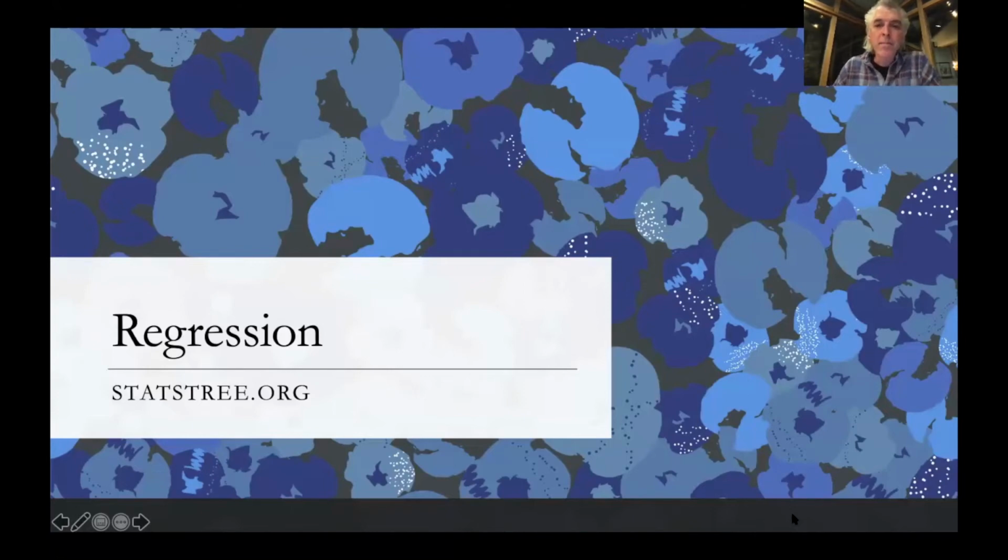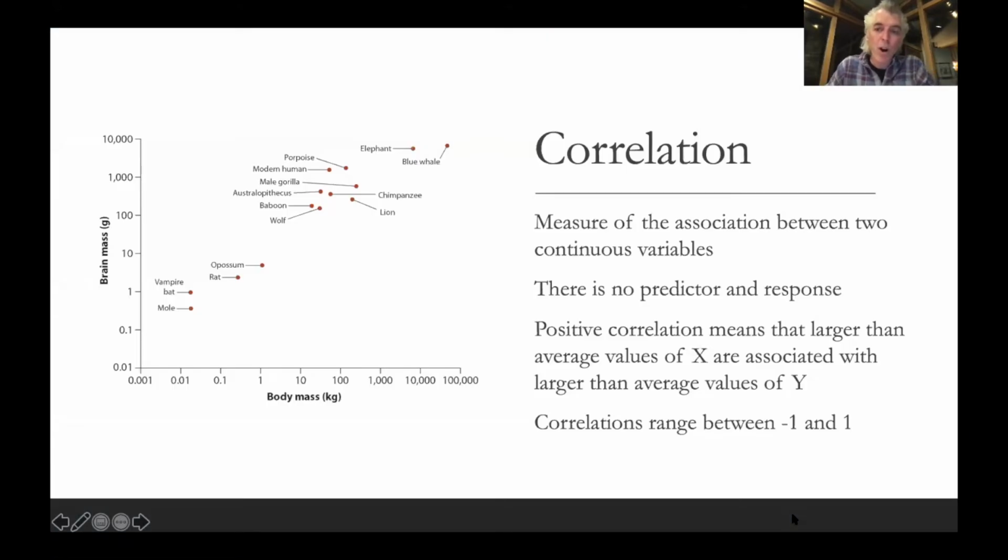Welcome back, everyone. In the last video, we were talking about correlation. And in this video, we're going to talk about a related concept called regression. Now, if you recall from the previous video, when we're talking about a correlation between two continuous variables, we're trying to measure the association between these two continuous variables. But in a correlation, there is no clear predictor and clear response.